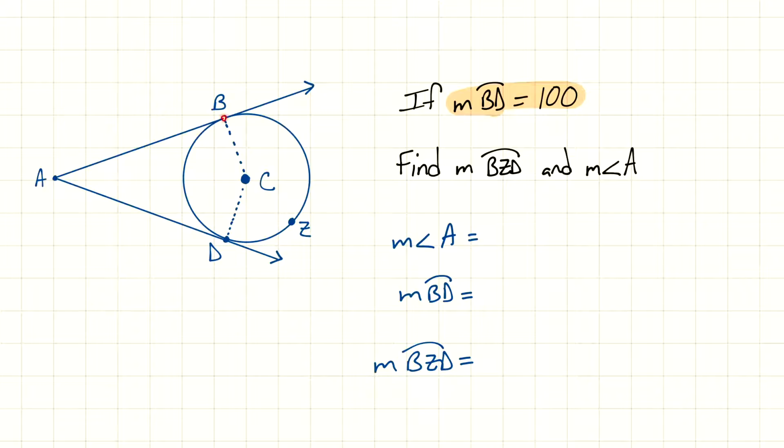So those are three key things here. I haven't mentioned it, but if we do know this arc, it also means we know the central angle as well. I could very easily ask you for the central angle, and that would be the same thing as the minor arc.